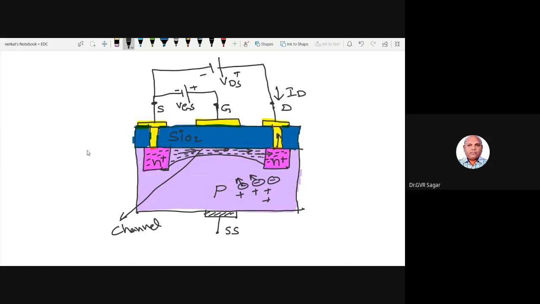When VGS is equal to 0, no channel is formed here, so no current flows. But when VGS is a positive voltage, this is the enhancing process. Enhancing means there is actually no channel here, but when VGS is positive, the channel is enhanced. The electrons are enhanced here, and this enhanced path will arrange a bridge between the source and drain. So the current is flowing. This is the simple operation of an E-MOSFET, the enhancement MOSFET.